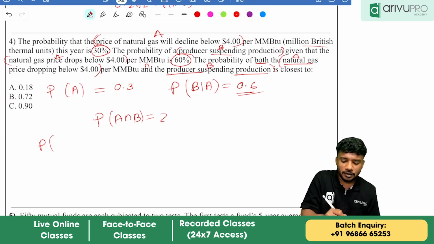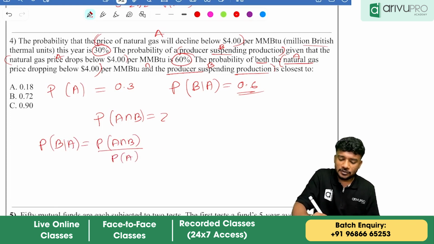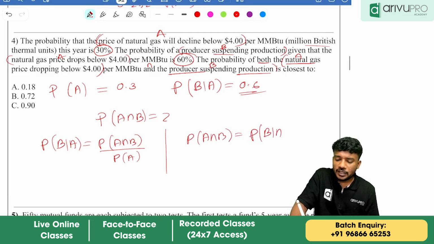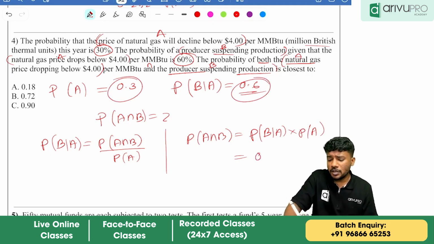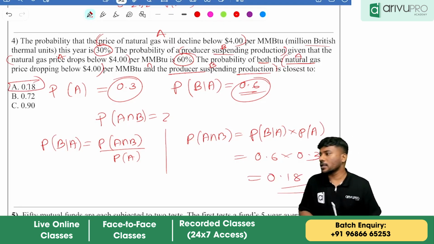We know that P of B given A can be written as P of A intersection B divided by P of A. From here I'll cross multiply: P of A intersection B is equal to P of B given A multiplied by P of A. P of B given A is 0.6. P of A is 0.3. So our answer is 0.18.